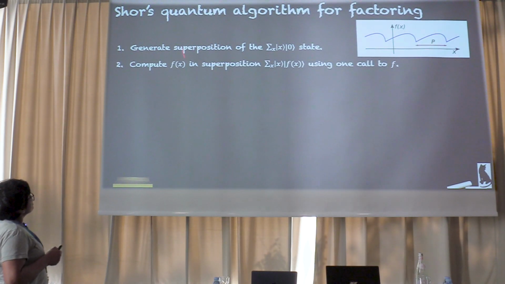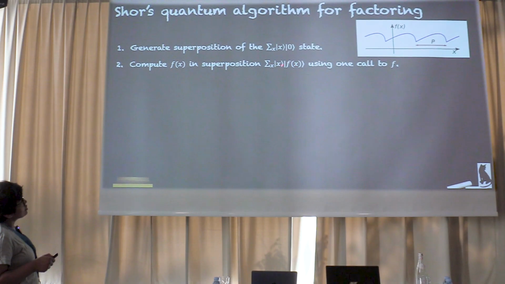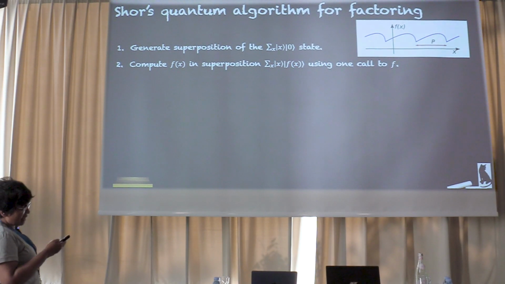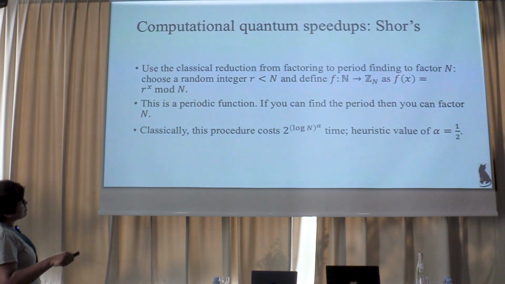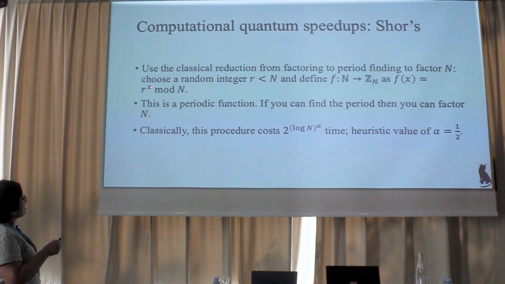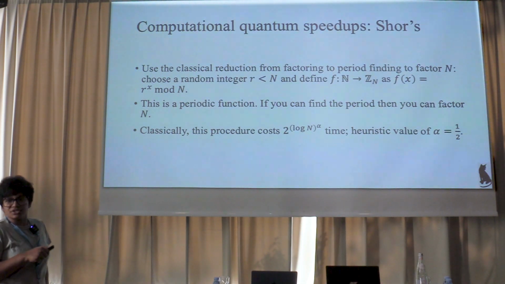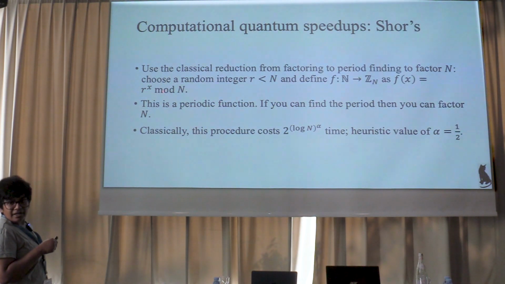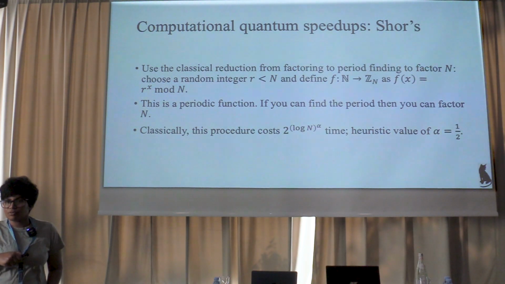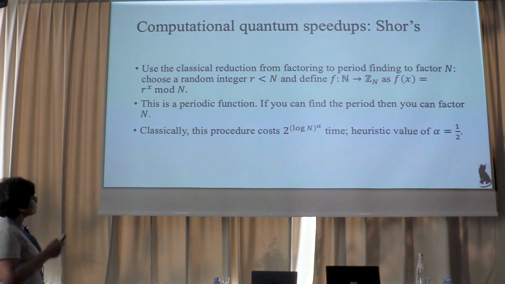Then what you do, you compute this f of x in superposition. So basically you have this x, and this f of x is nothing but what you had here. Your f of x is basically taking some random r and computing r to the power x mod n. That is the function. Your f of x takes this number r, raises it to the power x, and does a modular calculation mod n. Okay? Yeah.